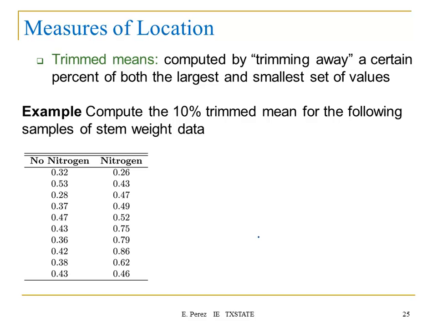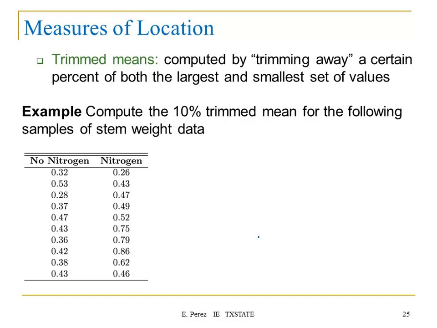Another measurement of location is called the trimmed mean, which is computed by taking away a certain percentage of both the largest and smallest set of values. So again, this goes back to when you have those extreme values and you don't want to account for them, you can take them off of your equation so you can get a more accurate value for your central tendency value. So let's say we want to compute the 10% trimmed mean for the following samples of steam weight data.